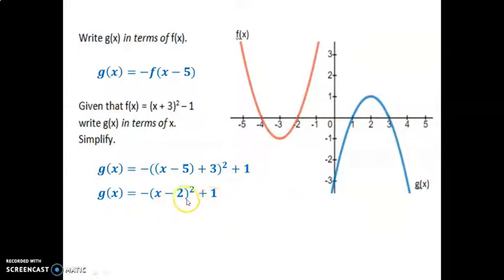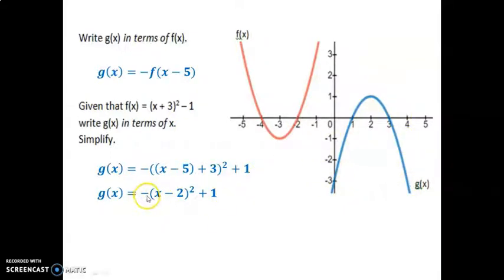Again, this is in vertex form, so we can check the vertex first. We can see the vertex of this blue one is at 2, 1 right here, and that's what we see here. X minus 2 represents 2, and then 1 here. And then we have a negative in front of that function. That means it's a concave down parabola.